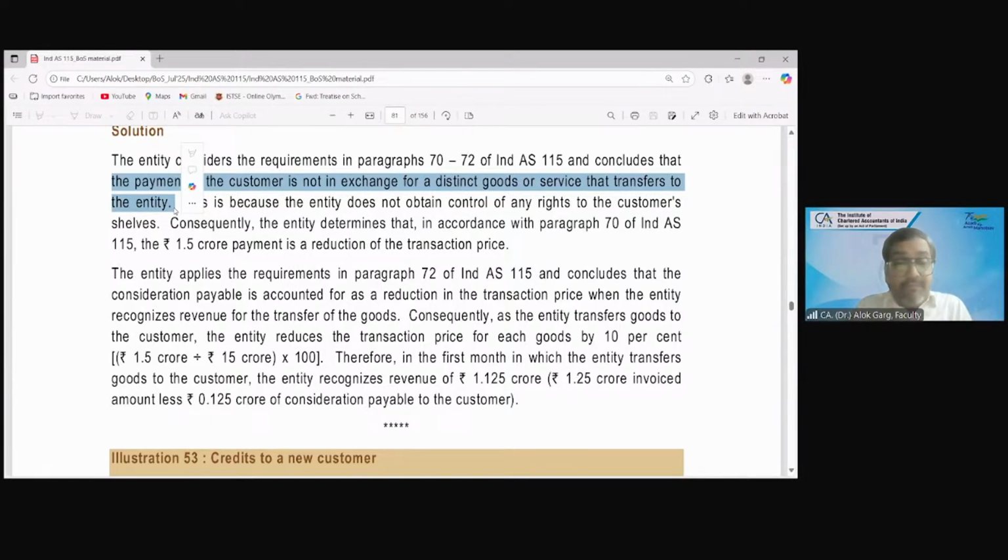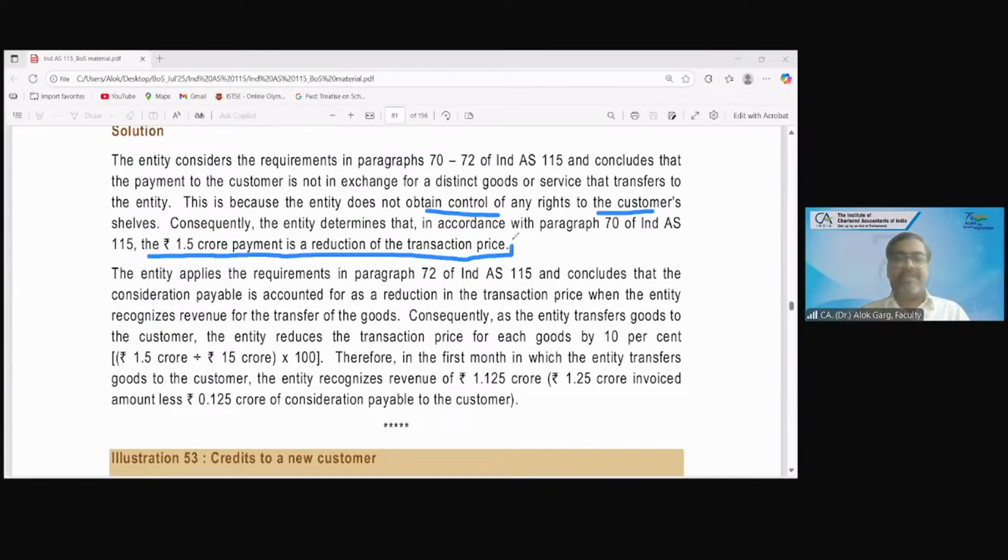If it would have been for the distinct goods and services, then revenue has to be recognized on a gross basis and cost needs to be recognized. This is because the entity does not obtain control of any rights to the customer's sales. Consequently, the entity determines that in accordance with the paragraph, the 1.5 crore payment is a reduction of the transaction price. 1.5 will be reduced from the 15 crore. 13.5 crore will be the transaction price.